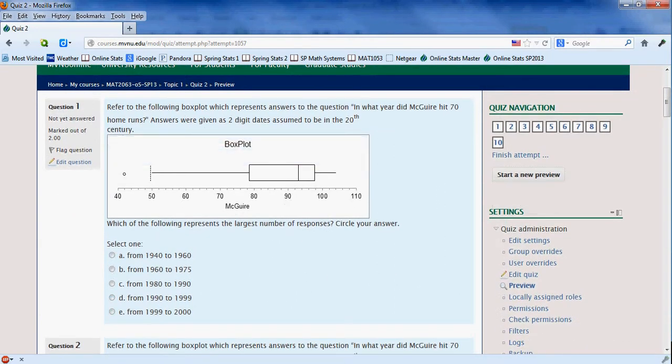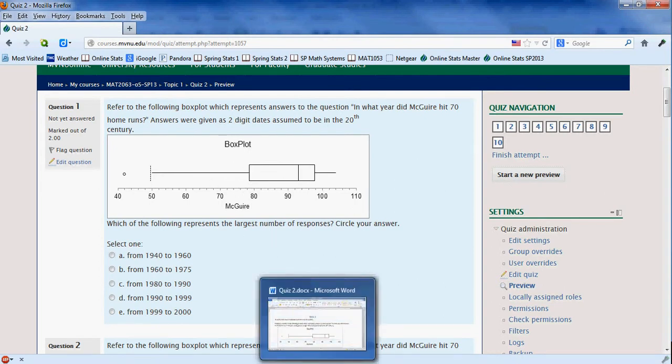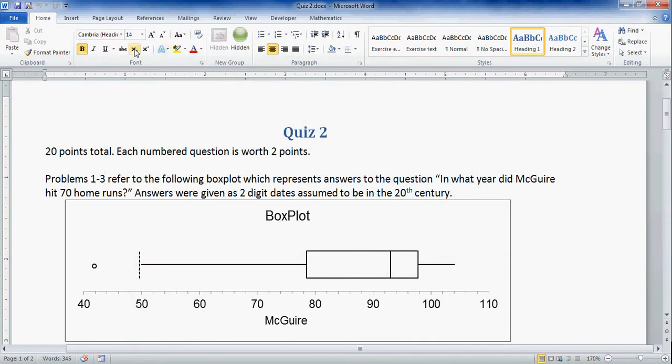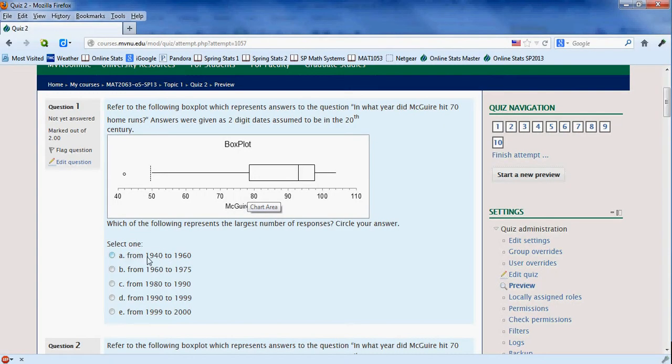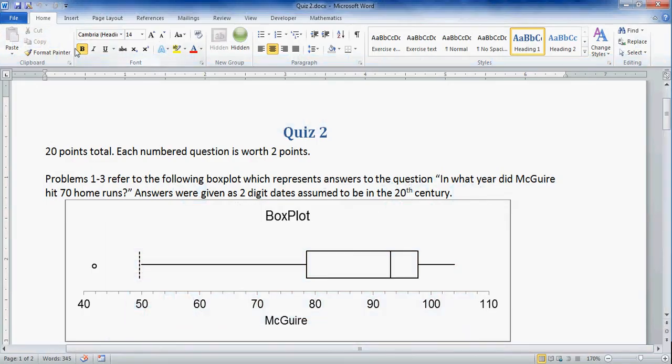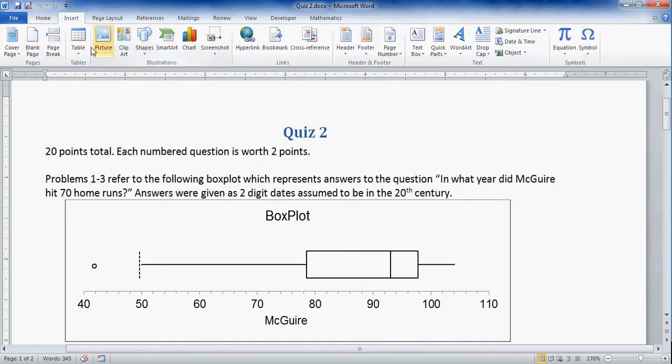To answer this, it would be helpful if I could actually draw on the box plot, which is hard to do here, but you could do on a piece of paper if you copied the box plot down. I'm going to use my original template for the quiz to show you this. The ranges are from 1940 to 1960, 60 to 75, 80 to 90, 90 to 99, and 99 to 2000. Let me draw on here those five ranges.